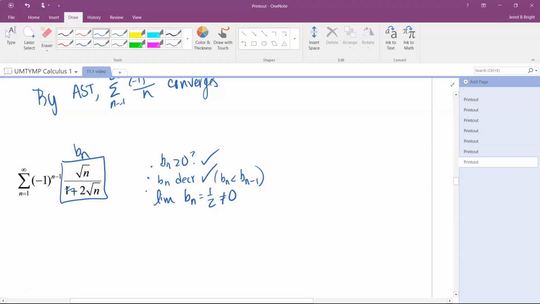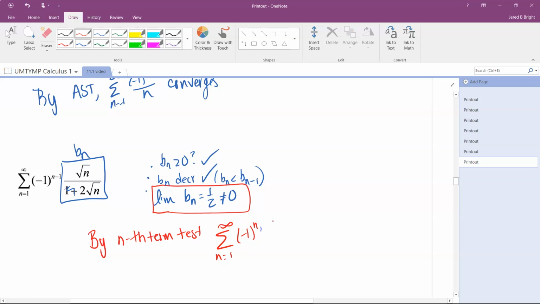So that fails the alternating series test, but at the same time, remember we had the nth term test, and we said that if the limit of the sequence was not 0, then it diverged. So to conclude divergence, we can just use the nth term test. So I would say by the nth term test, the series from n = 1 to infinity of (-1)^n √n/(1 + 2√n) is divergent.